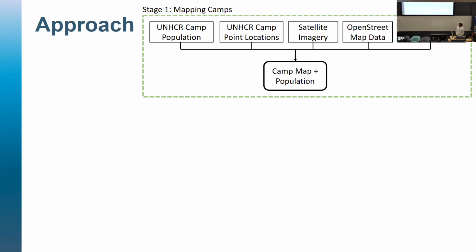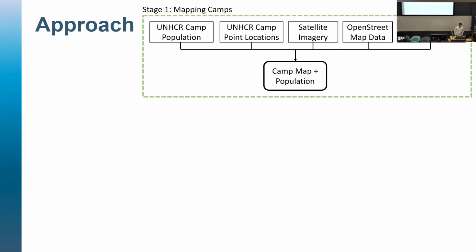So to map the camps, we got point data on camp locations from the UNHCR, and also we scoured the latest UNHCR camp reports to find the latest camp populations. Because we only had point data and we didn't have any information on the geospatial boundaries of these camps, we had to produce these ourselves. OpenStreetMap did have some camp boundaries, but the rest we produced manually using satellite data from multiple sources.